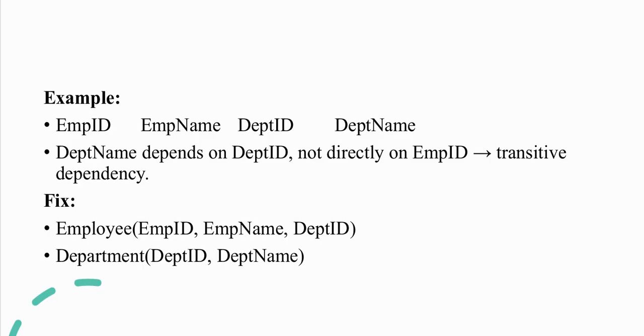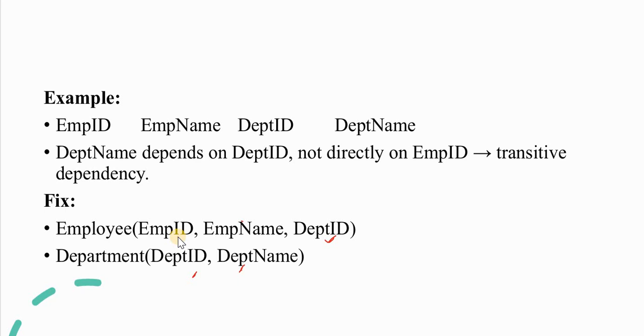So how to fix this? I can separate it into two tables, employee table separately, department table separately. So in the employee table, I'll have employee ID, employee name and department ID, and in the department table, I will have department ID and department name. So there should not be any transitive dependency, whereas here it is a transitive dependency, right?